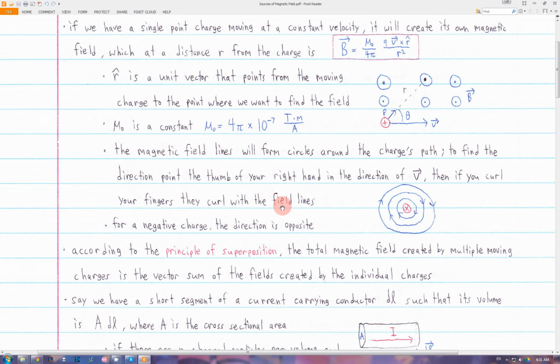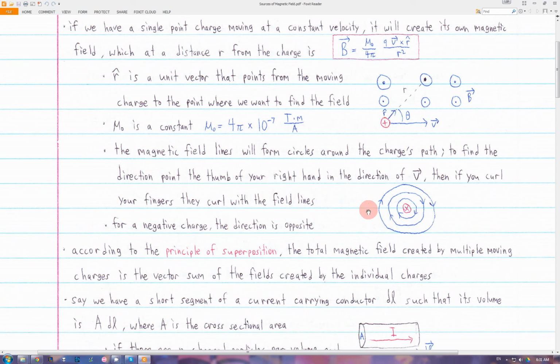So just like electric fields, if we have multiple sources of magnetic field, then the total magnetic field at any point is just the vector sum of the magnetic fields created by the individual sources. And this is called the principle of superposition.